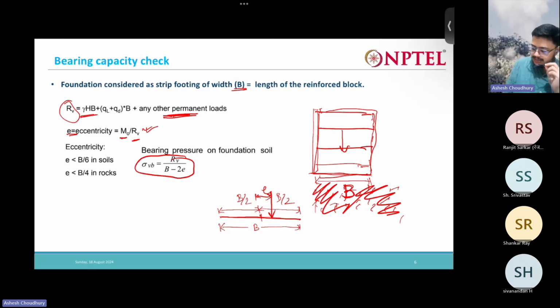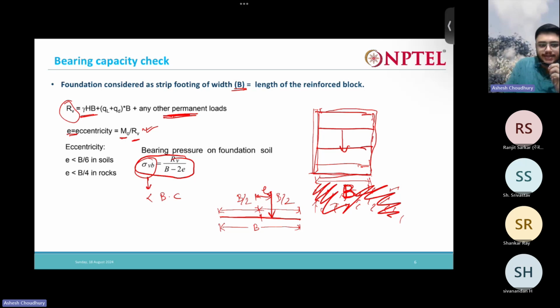So B is nothing but the width of the reinforced block, and we deduct 2e, because it was seen by Meyerhof that the reinforced block actually loses contact with the foundation soil 2e on both the sides. So that 2e we deduct. That will give us the mean bearing pressure that is acting. Now this bearing pressure should always be less than the bearing capacity of the soil, or the allowable bearing pressure of the soil.